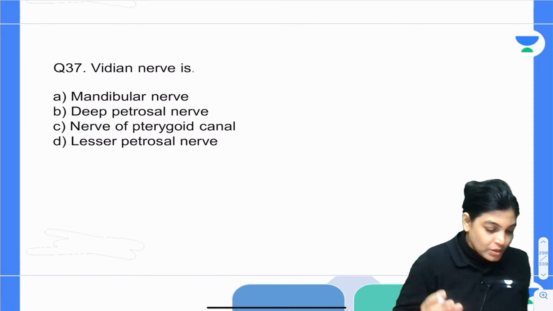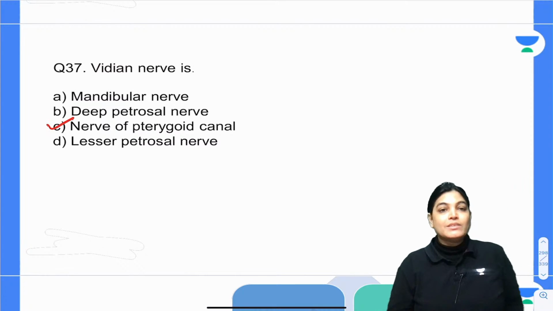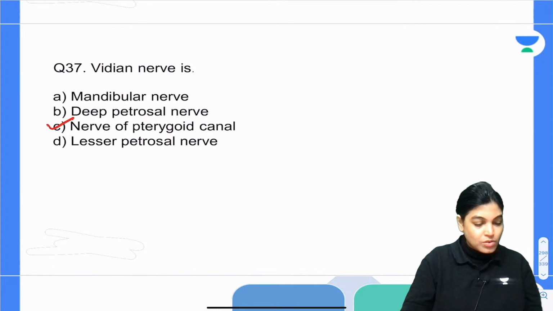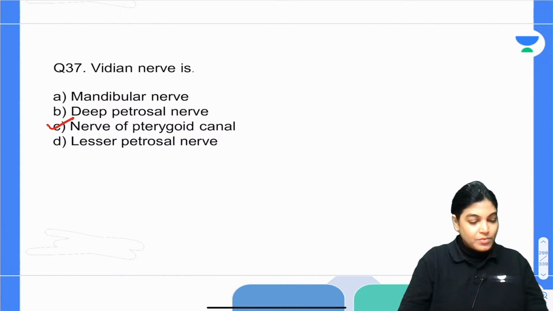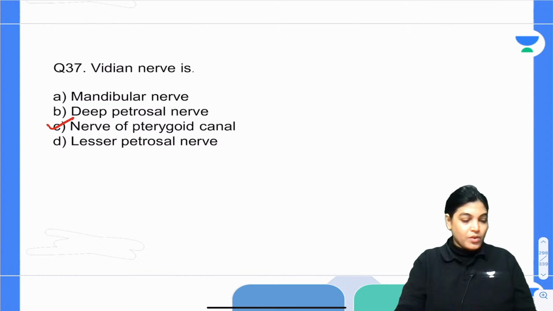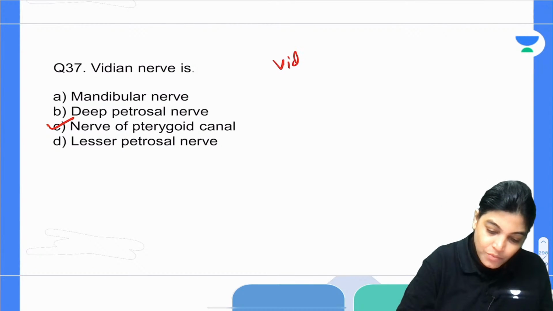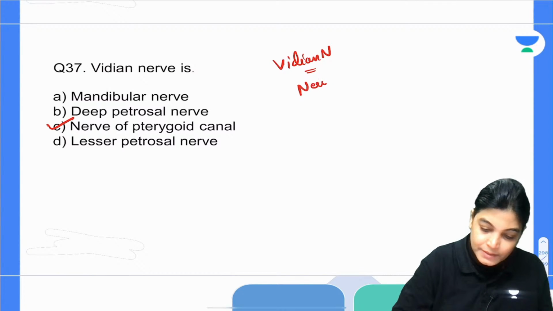Okay, yeah, absolutely correct, Suchitra. The Vidian nerve is also called the nerve of pterygoid canal. Absolutely correct. So when we are talking of the Vidian nerve, it is also called the nerve of pterygoid canal.